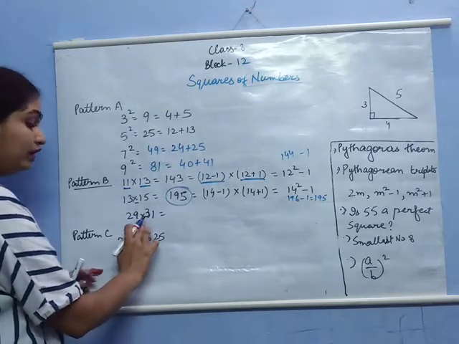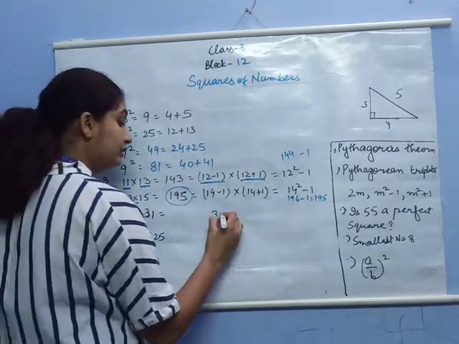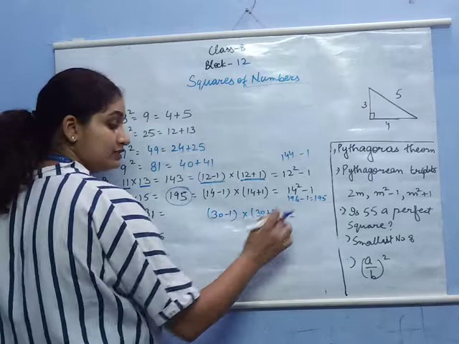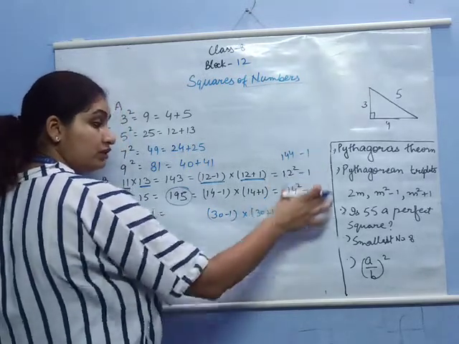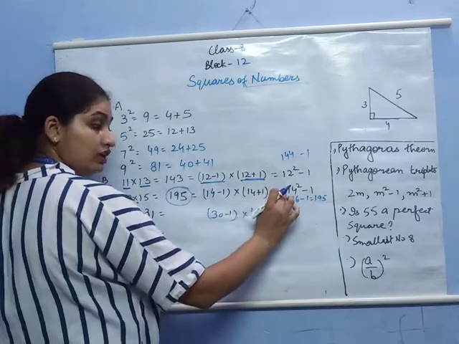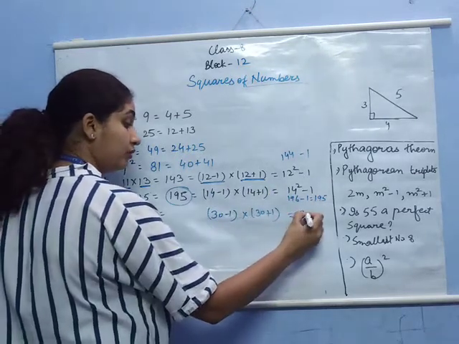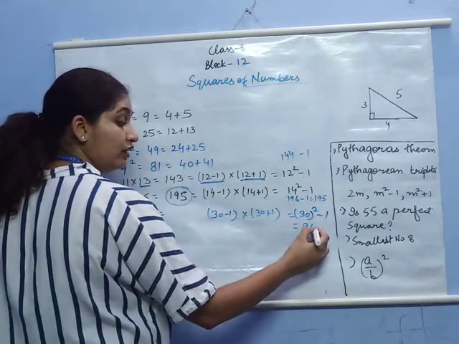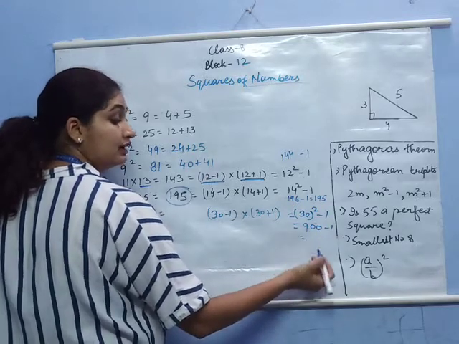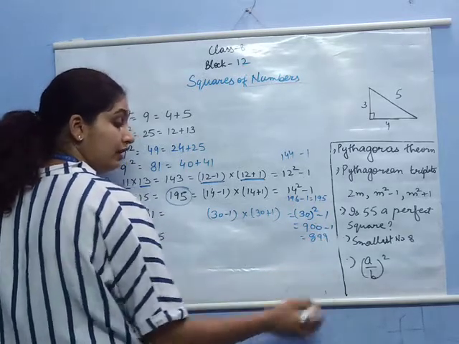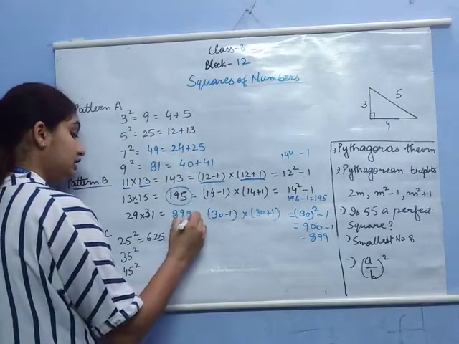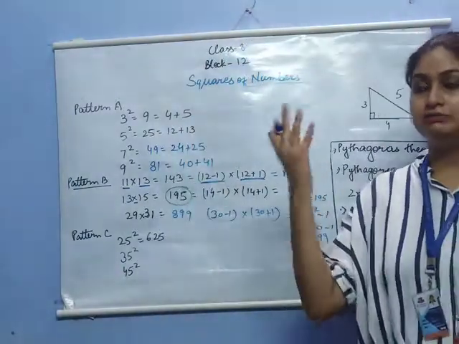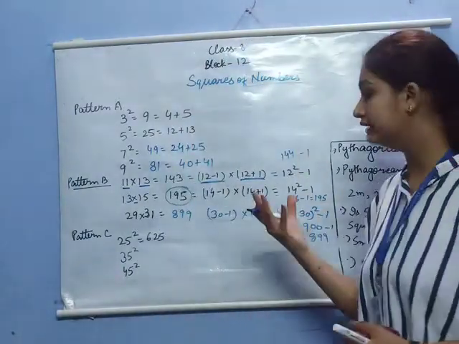29 and 31. What comes in between? The 30. So I write 30 minus 1 and 30 plus 1. What will be my answer? According to the same pattern, if we are talking about 14, then 14 square. If you are talking about 30, then 30 square minus 1. 3 square we know is 9, and 900 I can write with two zeros, minus 1. That is 899. The answer will be 899. This is how we are going to extend that pattern according to our imagination and analysis.